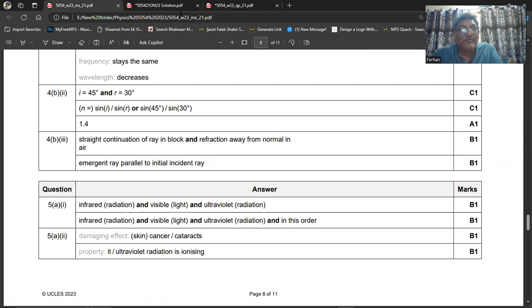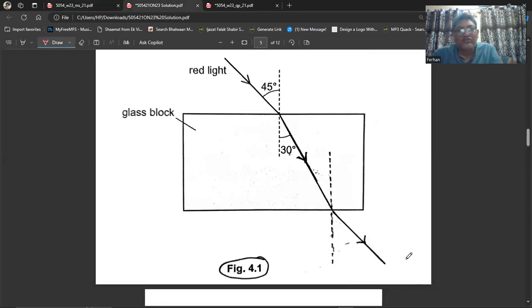He says that it should be parallel to the initial. It's almost parallel to the initial one. Okay.